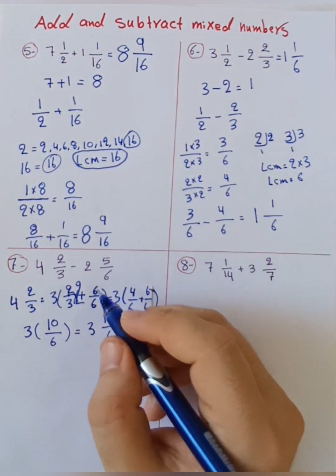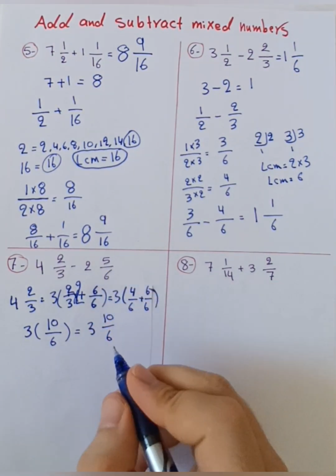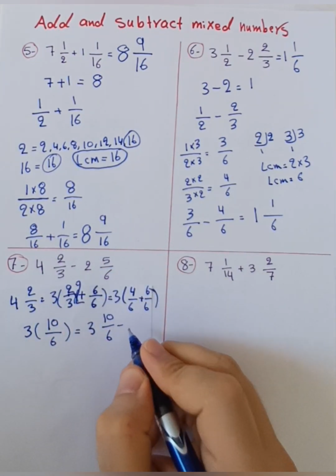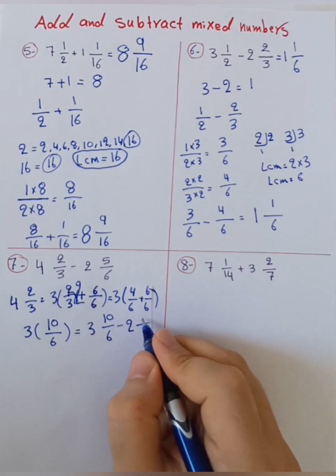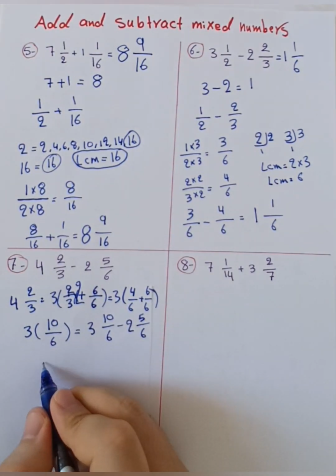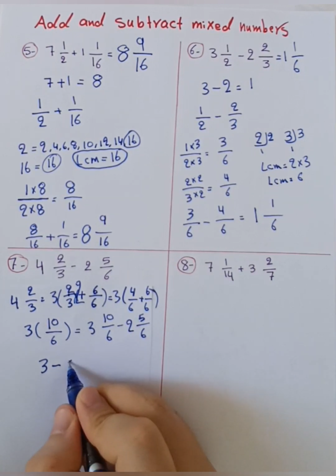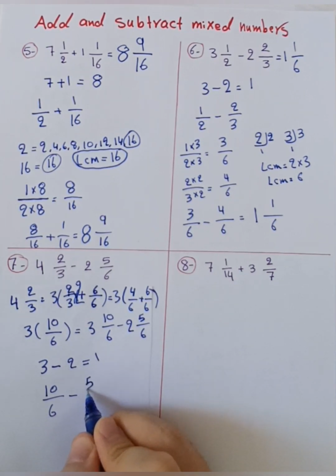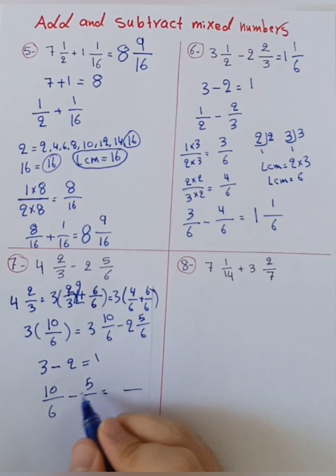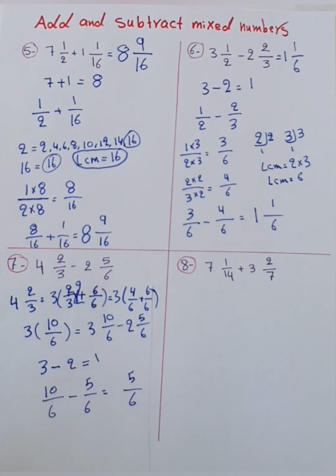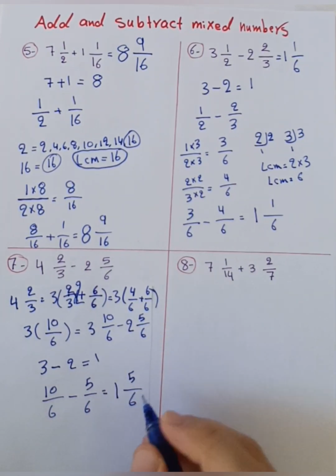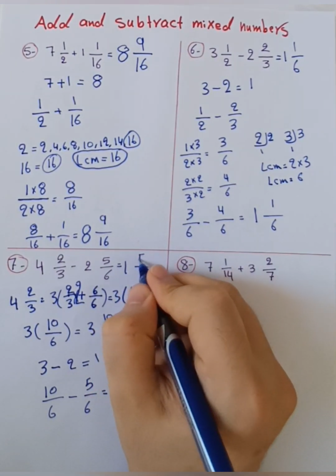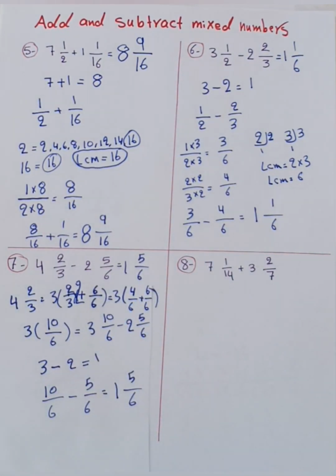Now we have to subtract 2 and 5 out of 6. 3 and 10 out of 6 is 4 and 2 out of 3, minus 2 and 5 out of 6. First, you have to subtract the whole number. 3 minus 2 is 1. And then the fraction, 10 out of 6 minus 5 out of 6. So 10 minus 5 is 5 out of 6. And the whole number is 1. So the difference between these two mixed numbers is 1 and 5 out of 6.